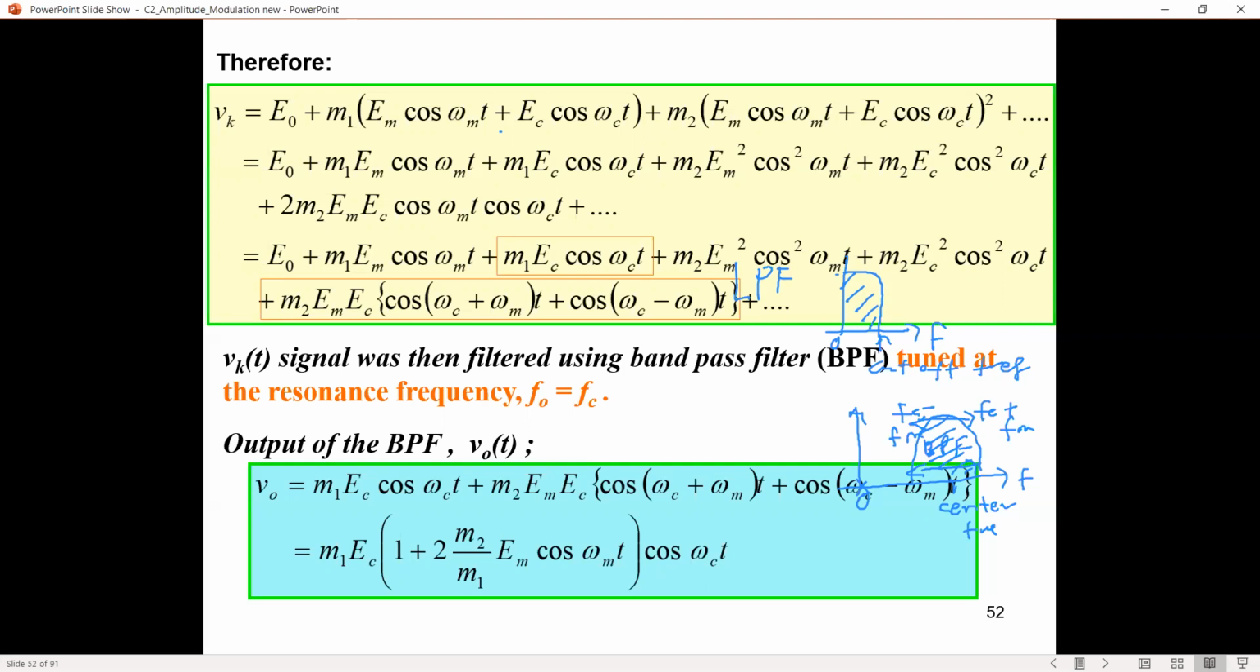Any more questions? I don't think I have time to go for demodulation today. So we continue this Wednesday for the demodulation part.